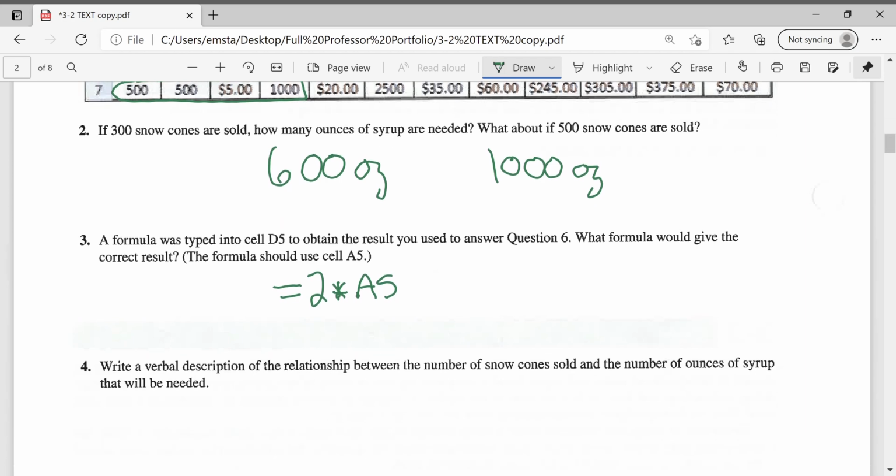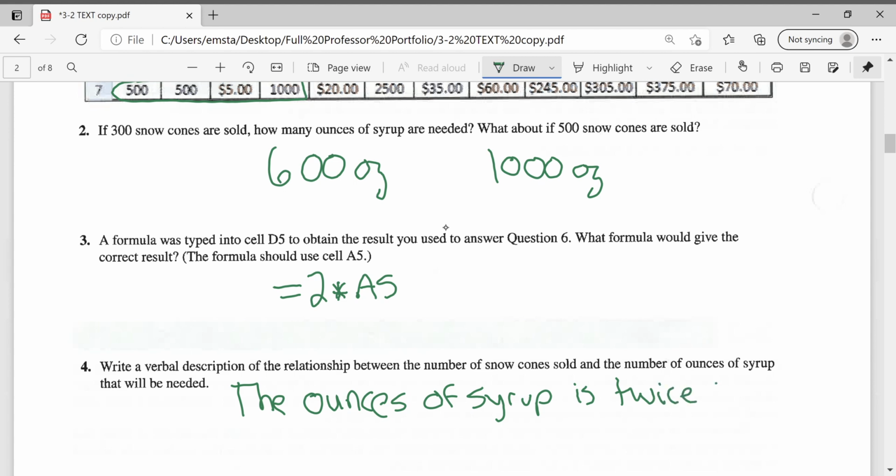Number 4 says write a verbal description of the relationship between the number of snow cones sold and the number of ounces of syrup that will be needed. So the ounces of syrup is twice or 2 times the number of snow cones. Which is what we showed in problem number 3 as well.